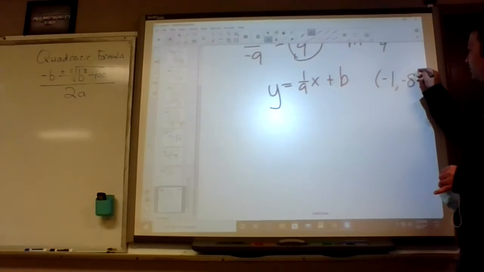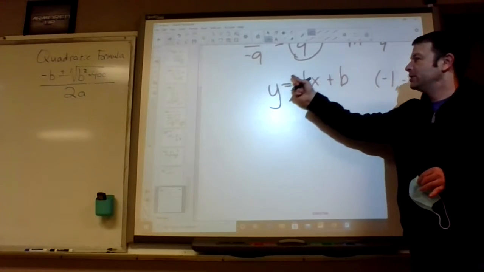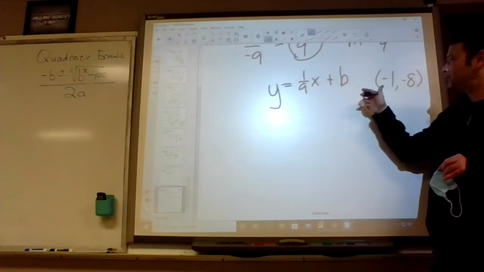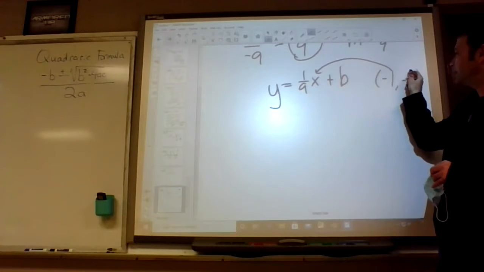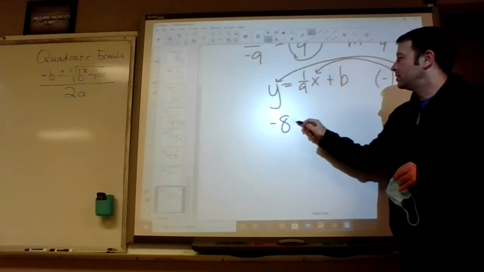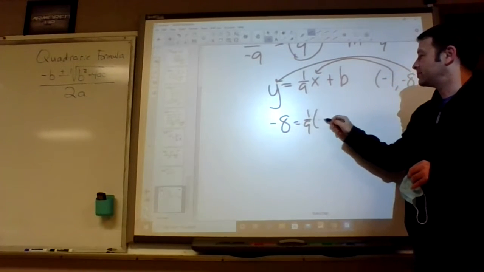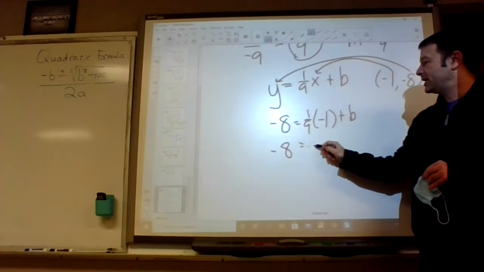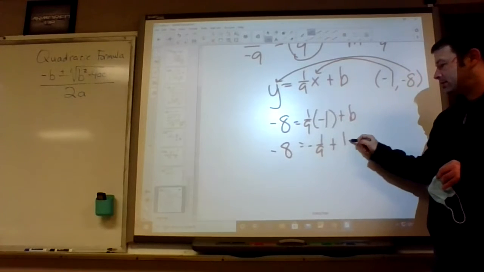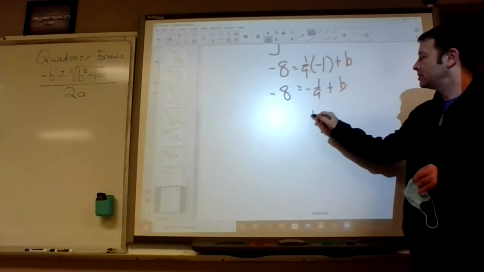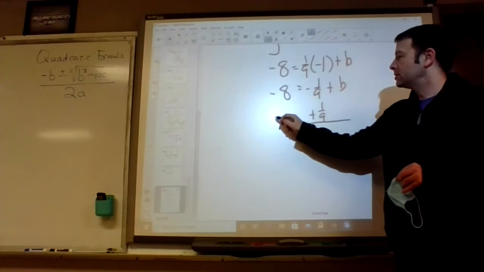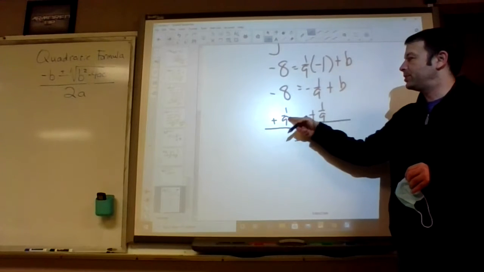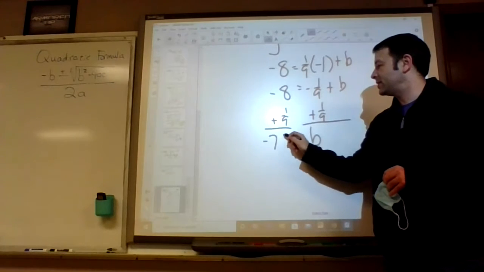We can use that for an x and a y value, and that will leave us with the b variable that we can solve. If there's just one variable, we can actually solve it. So I'm going to plug in -1 and -8. -8 equals 1/9 times -1 plus b. 1/9 times -1 is -1/9. How do we solve that for b? Add 1/9. So -8 plus 1/9 is -7 and 8/9.